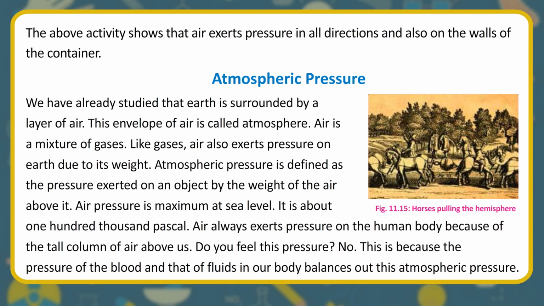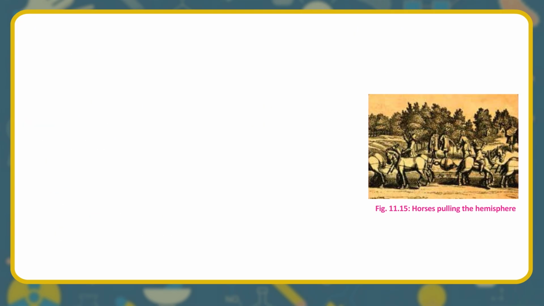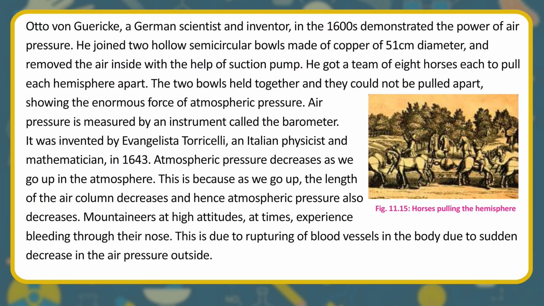Air always exerts pressure on the human body because of the tall column of air above us. Do you feel this pressure? No. This is because the pressure of the blood and that of fluids in our body balances out this atmospheric pressure. Otto von Guericke, a German scientist and inventor, in the 1600s, demonstrated the power of air pressure.